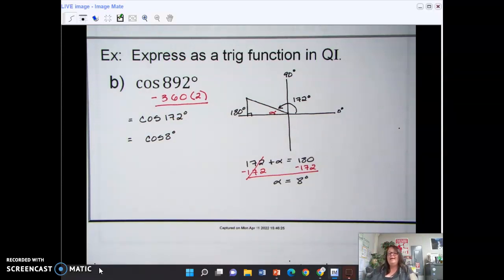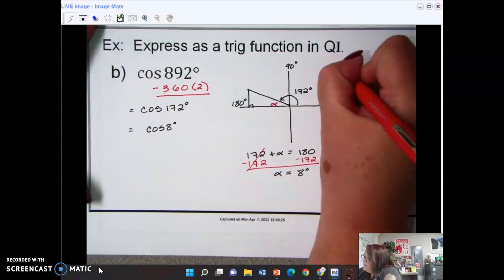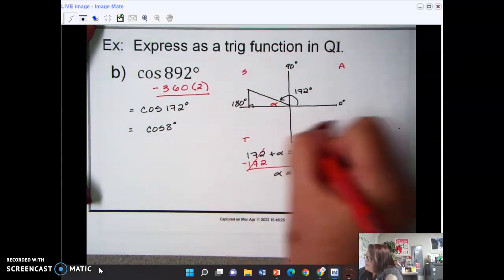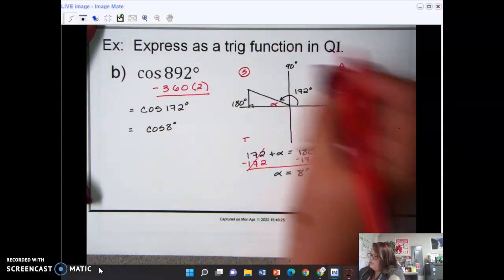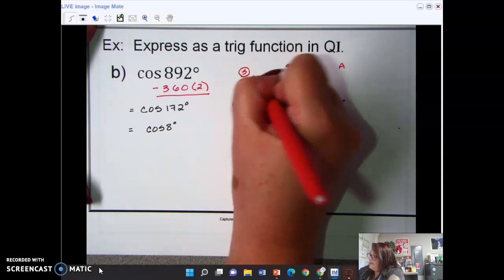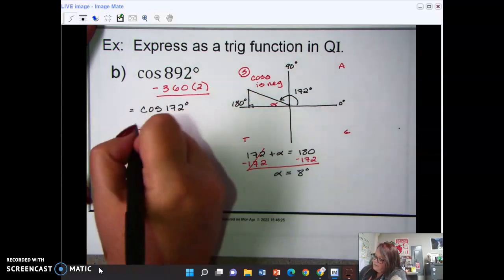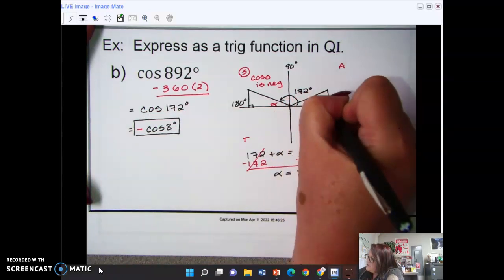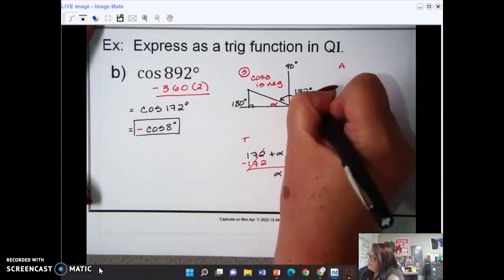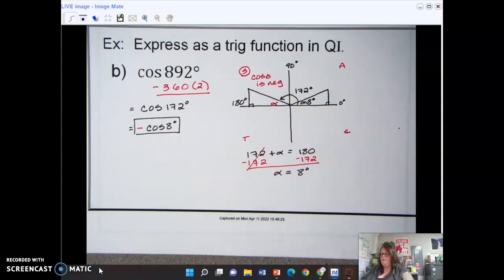I just don't know, is cosine positive or negative at 892 degrees, meaning also at 172. So again, if all students take calculus, do you see that sine is the only function that is positive in quadrant 2, and so cosine of theta is negative. So that means this would have to be negative cosine of 8 degrees for it to be the same value. So if I do this triangle with 8 degrees here, then if I take the opposite of that cosine, I will get the same answer.